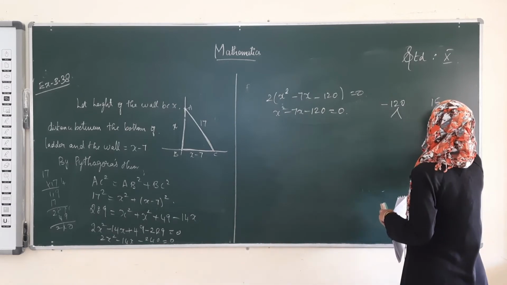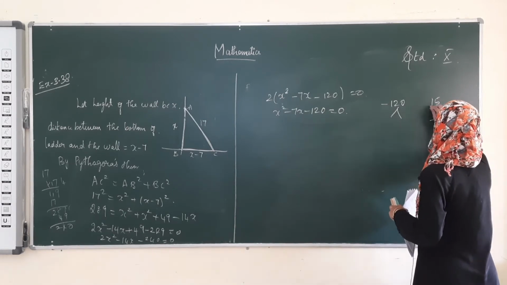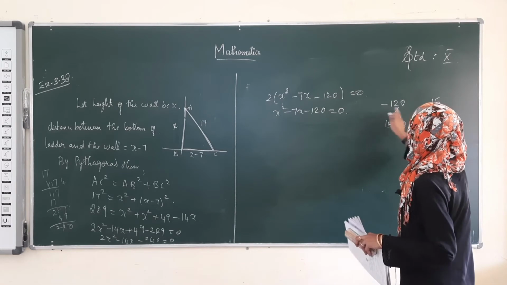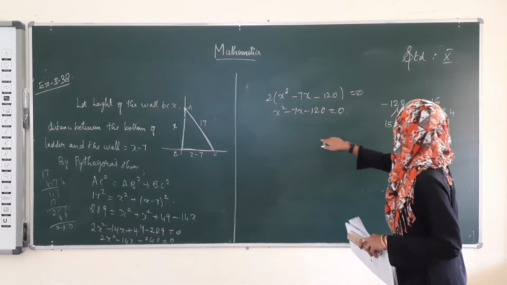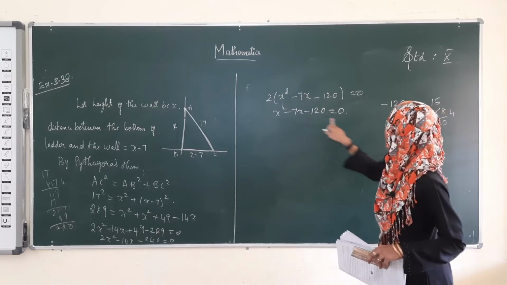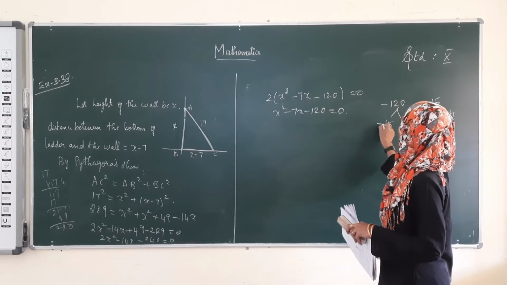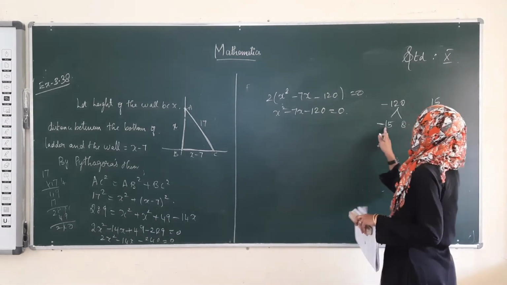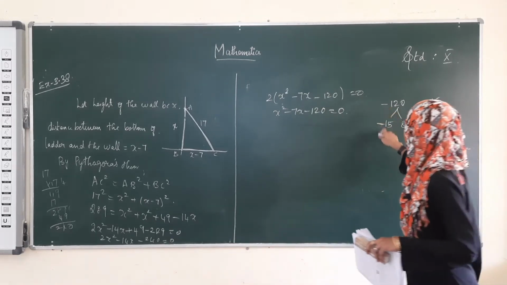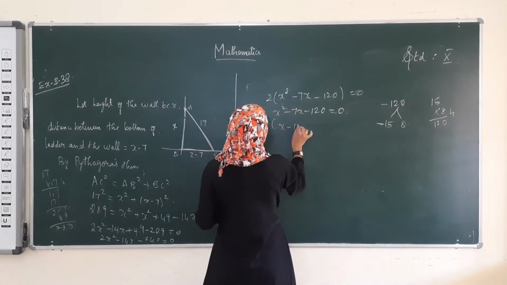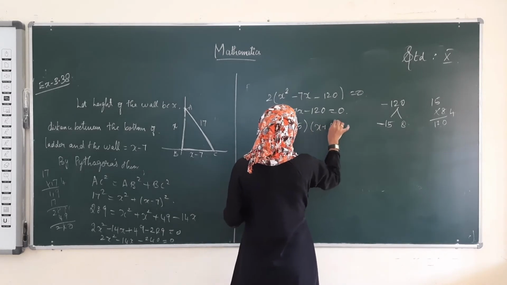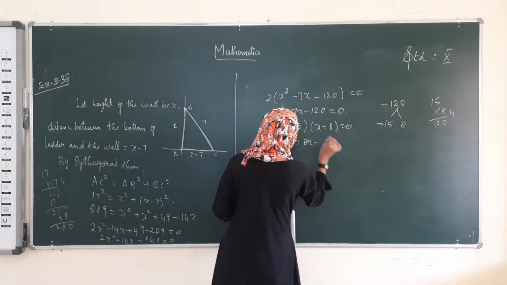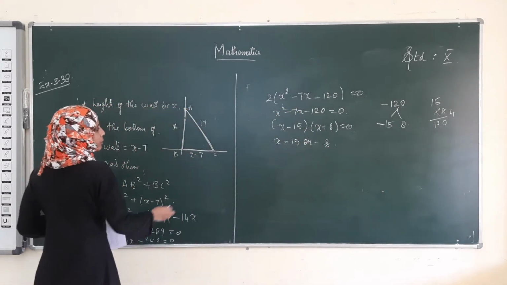What is 15 into 8? 8 fives are 40, balance 1, 8 ones are 8, so 120, right? Since we have minus here, something should get minus. On adding we should get minus 7, so the 15 gets minus. Minus 15 plus 8 is minus 7, and minus 15 into 8 is minus 120. Therefore this can be written as x minus 15 into x plus 8 equal to 0. Therefore x is 15 or minus 8.